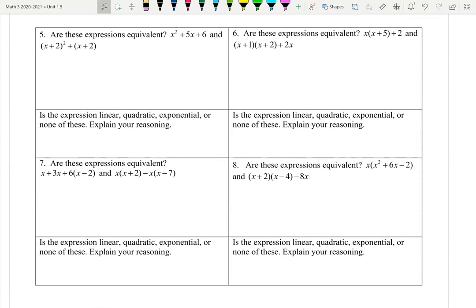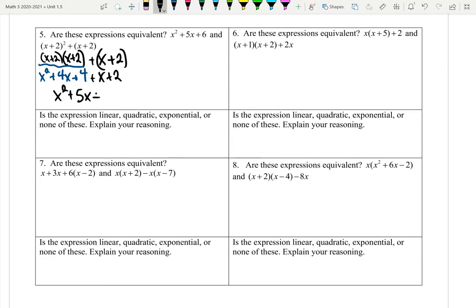So, number 5, are these expressions equivalent? The first one is in standard form, and the second one I've got to convert. I'm going to rewrite it in expanded form and then see where my journey takes me. So now let me multiply these guys out. It's going to result in x squared plus 4x plus 4 plus x plus 2 when I drop the parentheses, leading me to get x squared plus 5x plus 6, which they are the same. True.